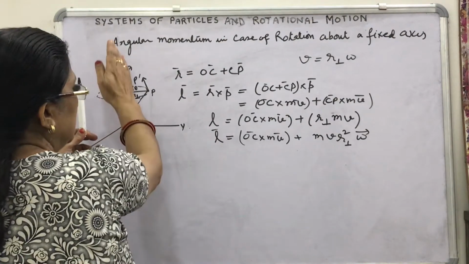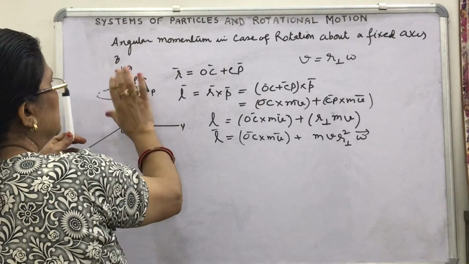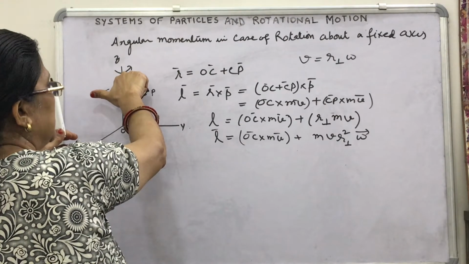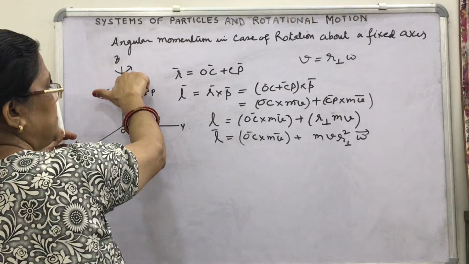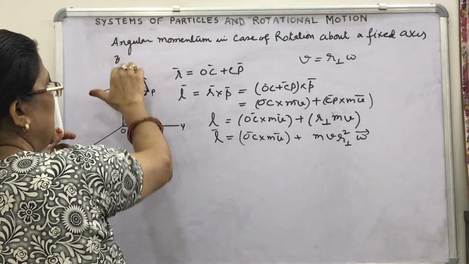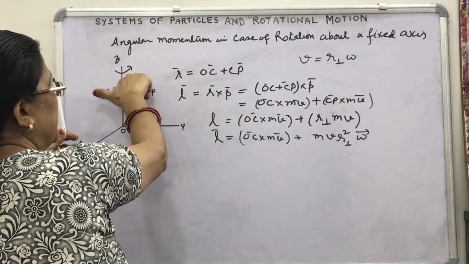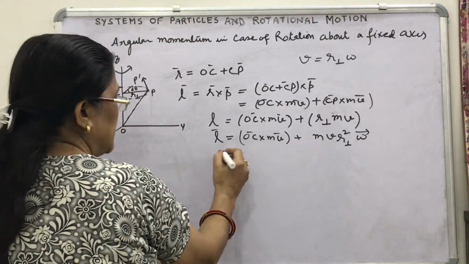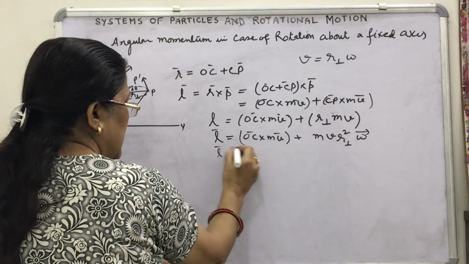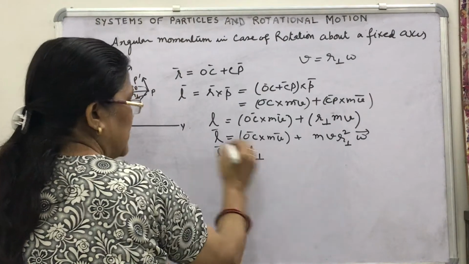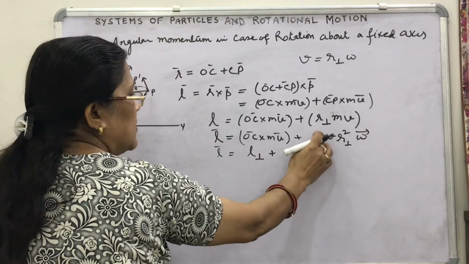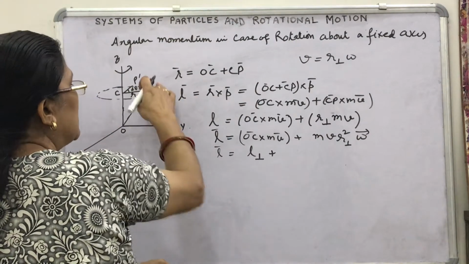This is OC and this is v. So OC towards v, look, my thumb is perpendicular to the z axis, the rotational axis. We can write this angular momentum direction is perpendicular to the rotational axis, so this L can be written as L perpendicular plus, what about this? Look, R perpendicular cross V.